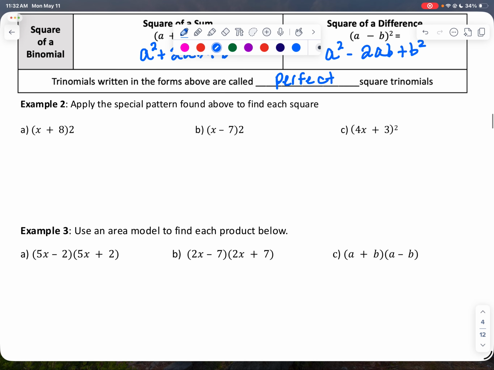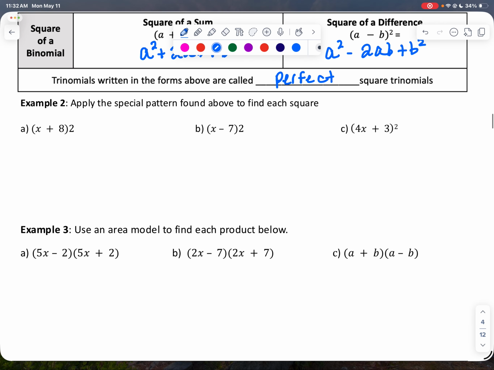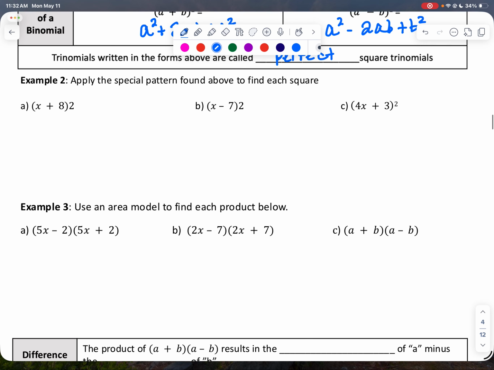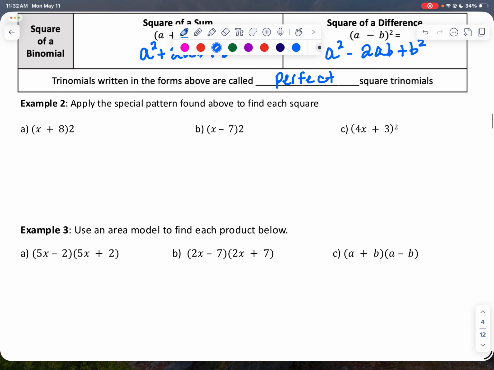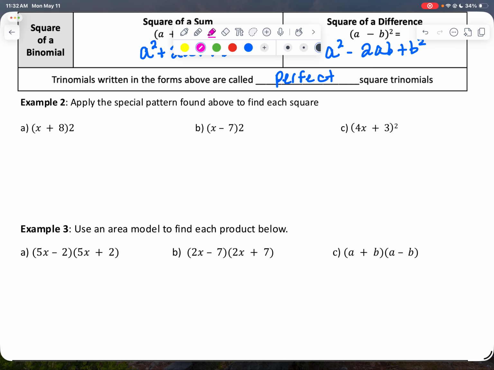In example 2, we have x plus 8 quantity squared. So I'm multiplying x plus 8 times x plus 8. And according to the pattern, I'm going to take the first term and square it. To get the middle term, you're going to multiply the first term times the last term and double it. So x times 8 is 8x. And if we double 8x, we get 16x. Then you take your last term, which is 8, and square it. So 64.